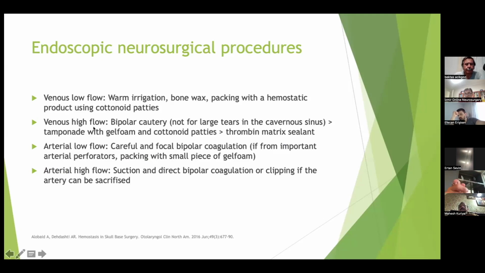Whereas high flow venous bleeding, like cavernous sinus bleeding, can be managed sometimes with bipolar cautery, tamponade with gel foam and cottonoid patties, and thrombin matrix sealant.